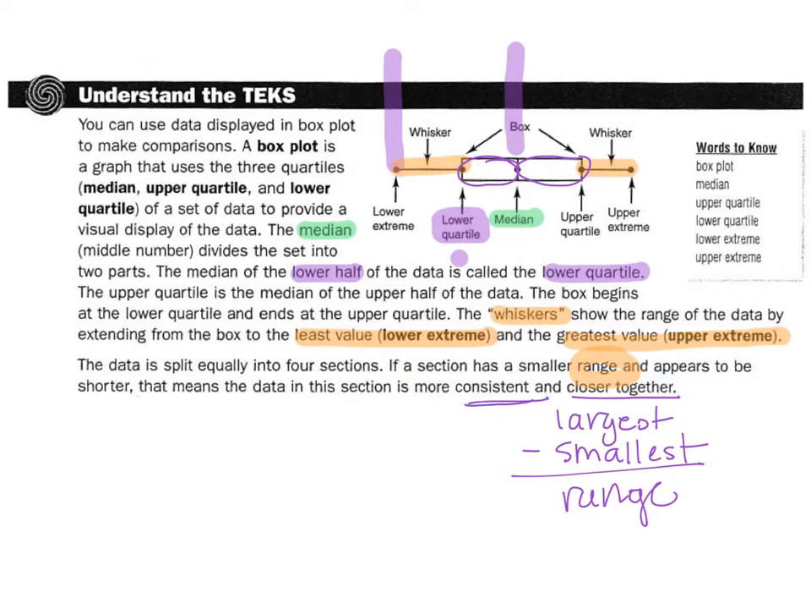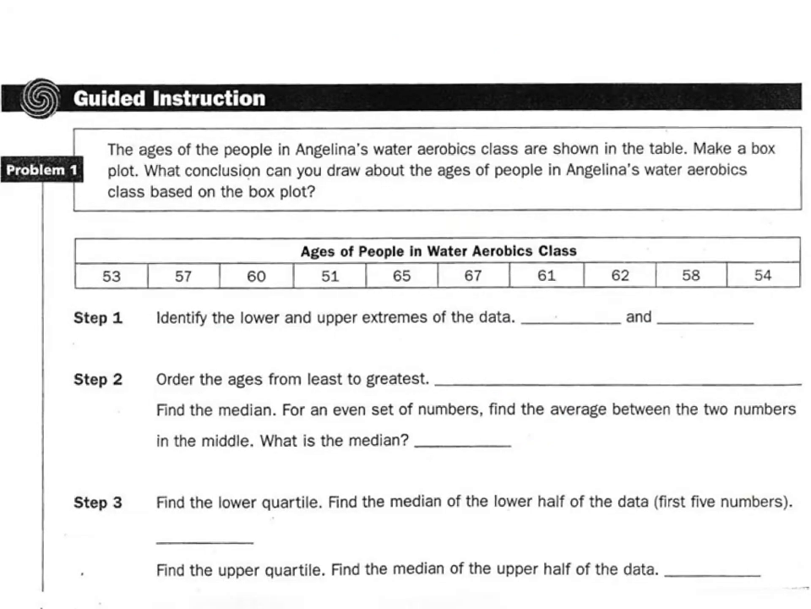Okay, I know that's a lot to throw at you, so let's put it into action and see if we can make this make some sense. The ages of people in Angelina's water aerobics class are shown on the table. Make a box plot. What conclusion can you draw about the ages of the people in Angelina's water aerobics class based on the box plot? So it's going to step us through.